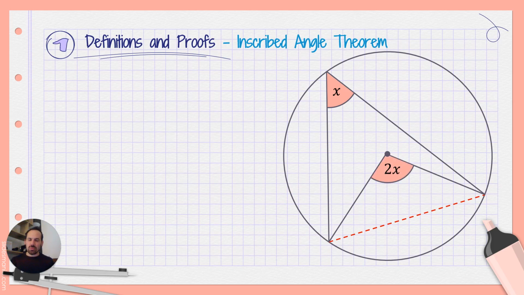The one at the center will be twice the one at the edge. Always, regardless of where you put that point on the circumference, that angle at the center is always going to be double that angle at the edge.